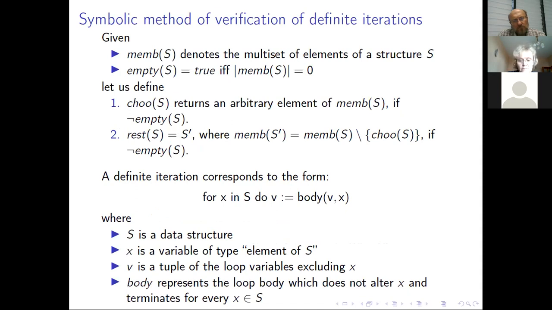Let us consider such a kind of loop as a definite iteration. Let us define two operations, chew and rest. Operation chew returns an element from data structure S. Operation rest returns the data structure without the application of chew. Let us consider the following loop. This loop executes once for each element of data structure S.